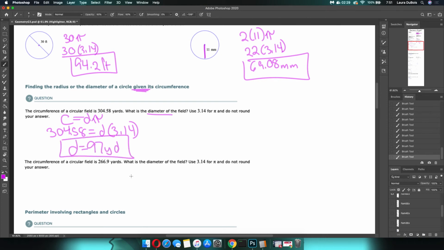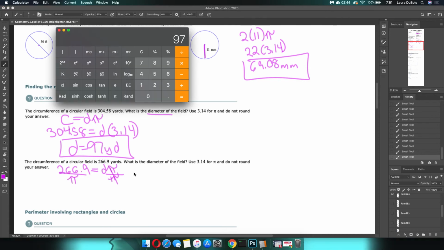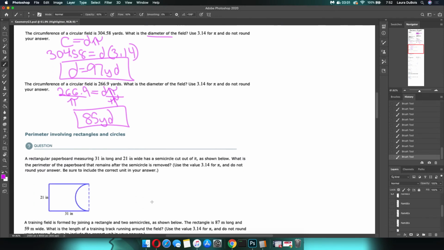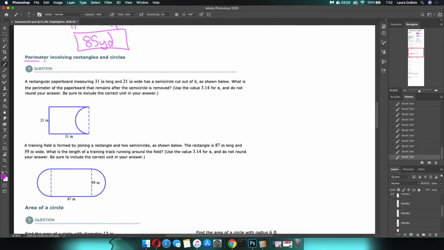Do not round your answer. Well, theoretically, we won't need to. So now what is the diameter? 266.9 equals diameter times pi. So now we just got to divide by pi and divide by pi. 266.9 divided by 3.14 is 85. 85 yards is our answer. Has anyone else been noticing yards is what they always seem to give me for the last couple of videos? Anyway, perimeter still, we're getting used to it right now.